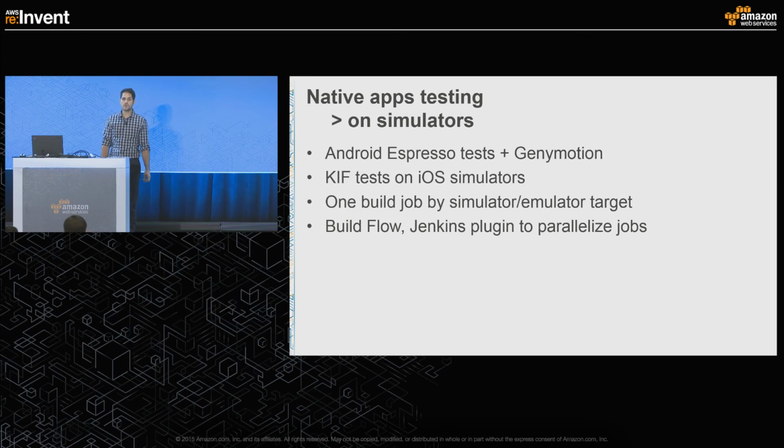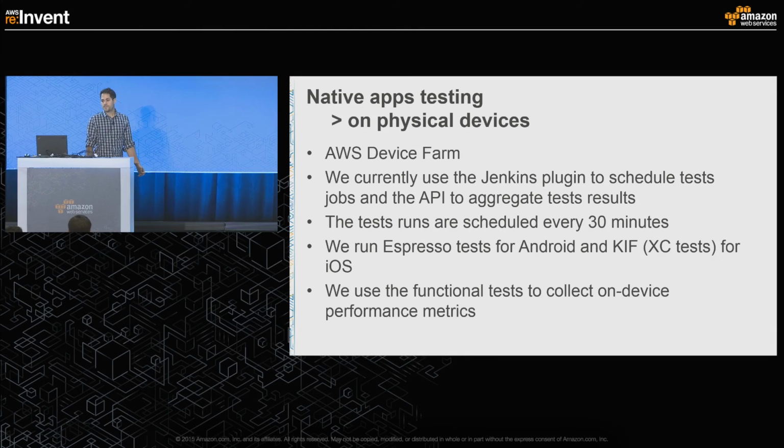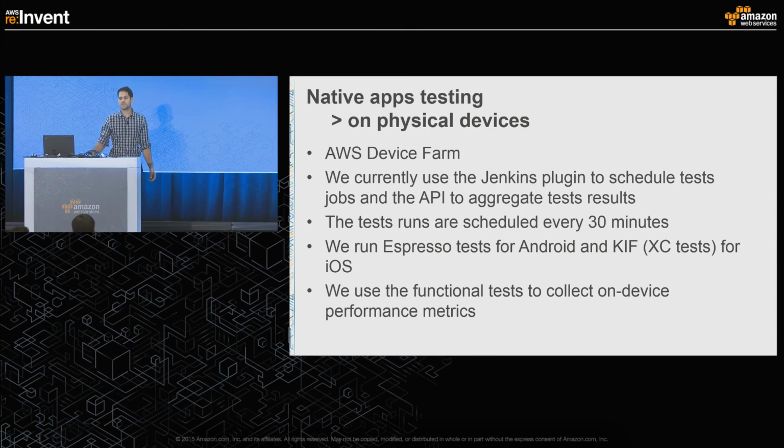But as you may know, simulators or emulators are very different from devices, and that's when we use the device farm to do on-device testing. We use the Jenkins plugin API to schedule the tests, and then we use the API to aggregate the test results, and I will explain why and how. We schedule our test runs every 30 minutes. We'd like to run on push, as in whenever someone pushes upstream, we want to run the functional tests. We're not there yet. For now, every 30 minutes, we just send the tests.